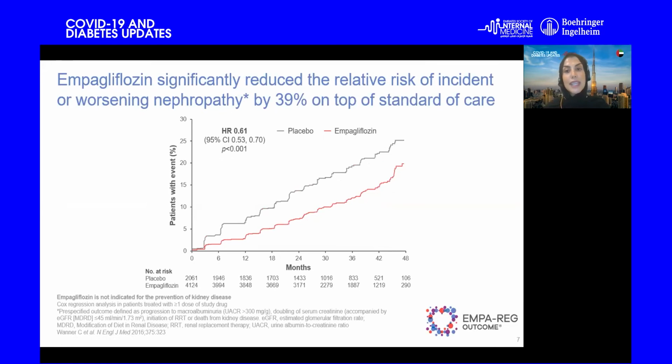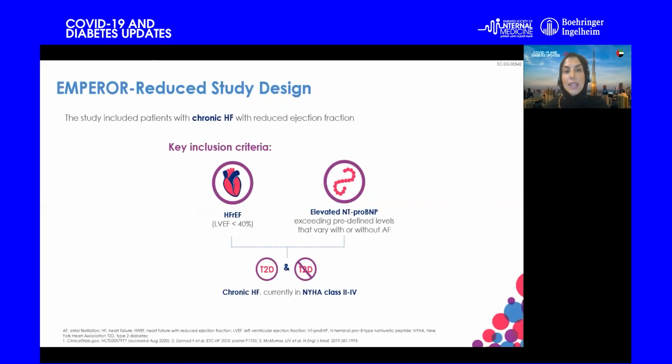When it comes to the renal benefit, Empagliflozin did demonstrate a 39% relative risk reduction in the new onset or worsening of nephropathy, and this was defined by a progression to macroalbuminuria, doubling of serum creatinine, or initiation of renal replacement therapy, or death from kidney disease. So this data, the cardiovascular death reduction and the reduction in hospitalization for heart failure, did pave the road for the EMPEROR-Reduced heart failure trial.